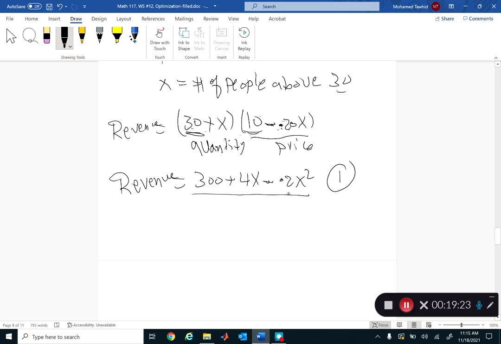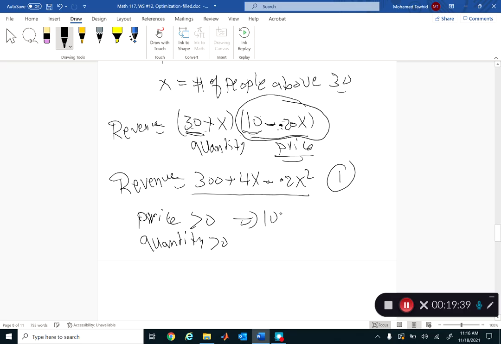I already simplified this one here. So I need to get the domain. How to get the domain? Look what you have here. What is the price? You agree with me here, the price should be greater than 0. And quantity also should be greater than 0. What is the price? The price here is 10 minus 20 cents, 0.2 multiplied by x, which should be greater than 0.